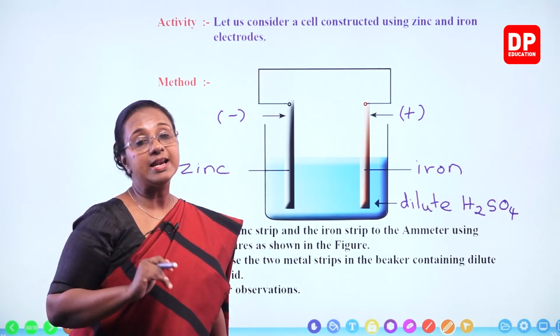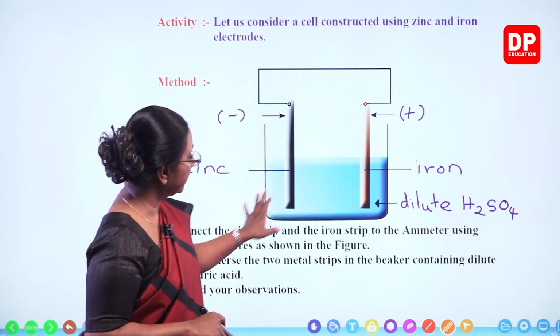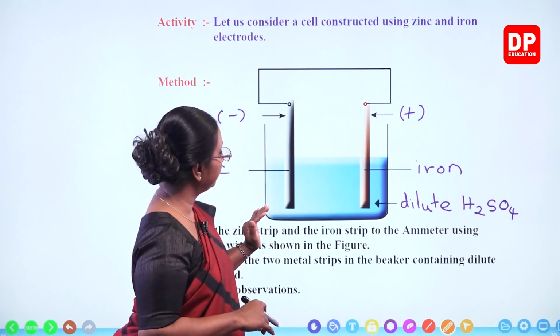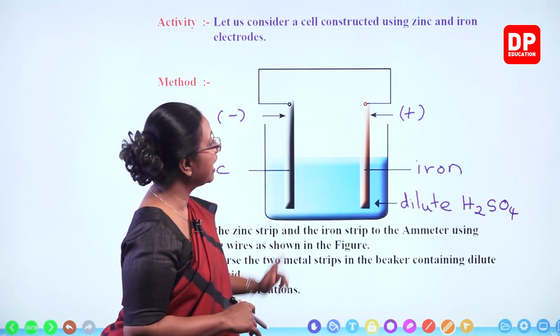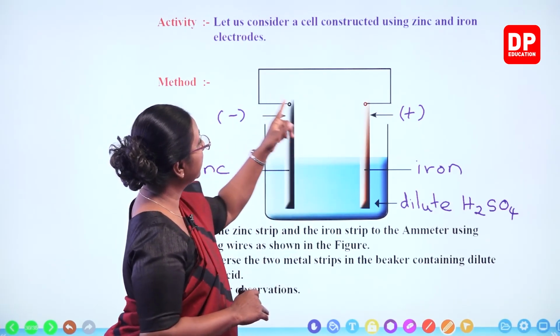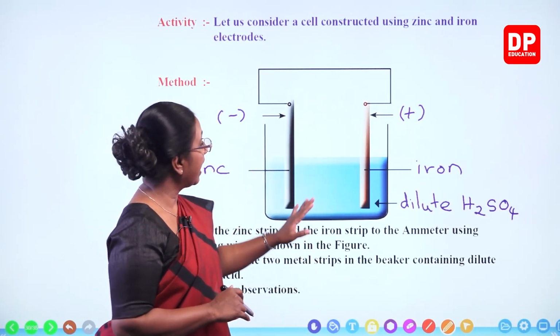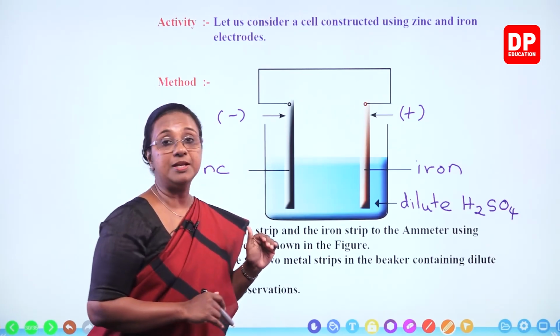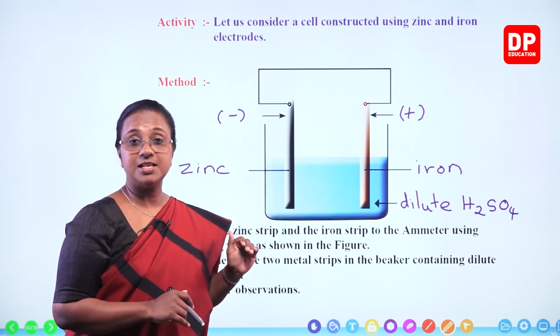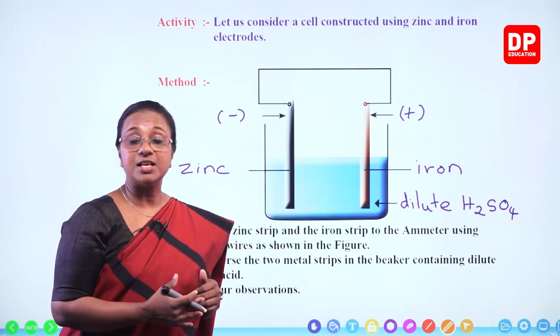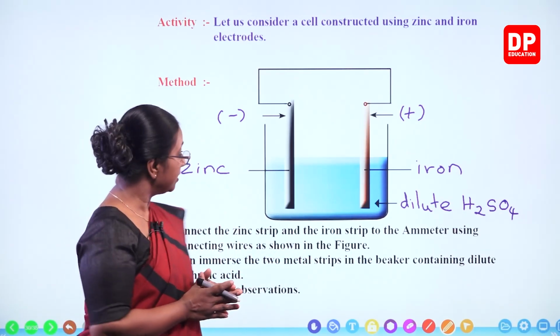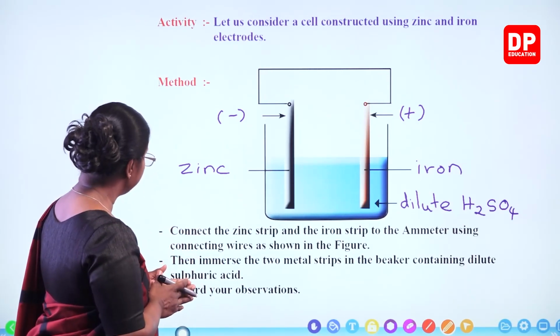We will try to understand that. So we have a beaker, and inside that we take dilute sulfuric acid. In addition, we have zinc and iron connected by conducting wires. When you immerse them into the dilute sulfuric acid solution, you will get the observations, and from that we can explain the activity of this particular cell. So this is the method.